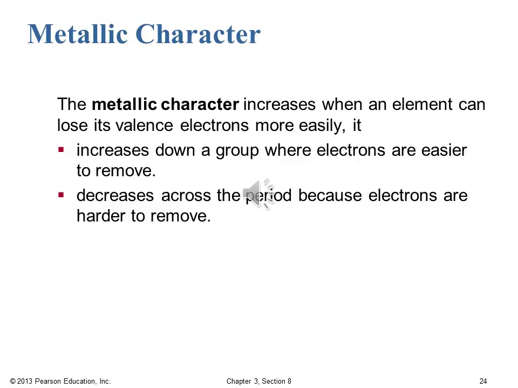It's also a good example of metallic character. Metallic character increases when an element can lose its valence electrons more easily. So it tends to increase as you go down a group, and it tends to increase as you go left, or decrease as you go from left to right. So if we're looking for the highest metallic character, the most metallic element on the periodic table, we'd look right back to francium. It's the largest, it has the lowest ionization energy, and it has the greatest metallic character.